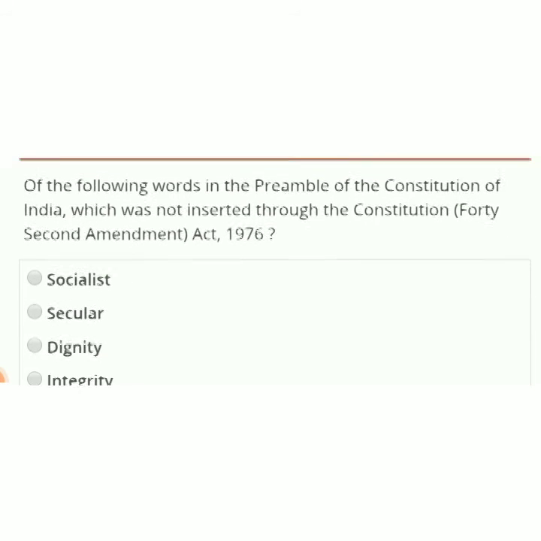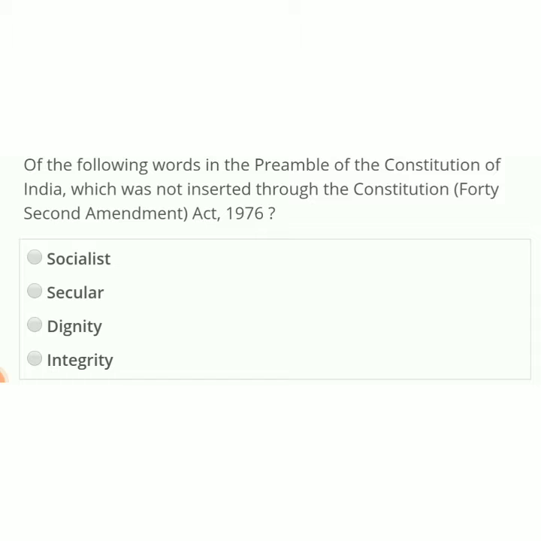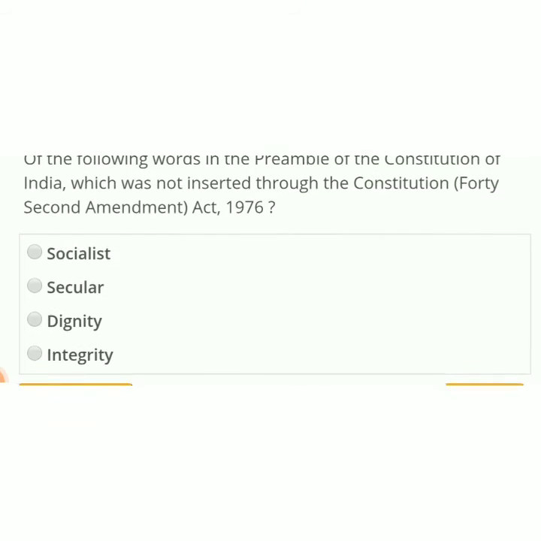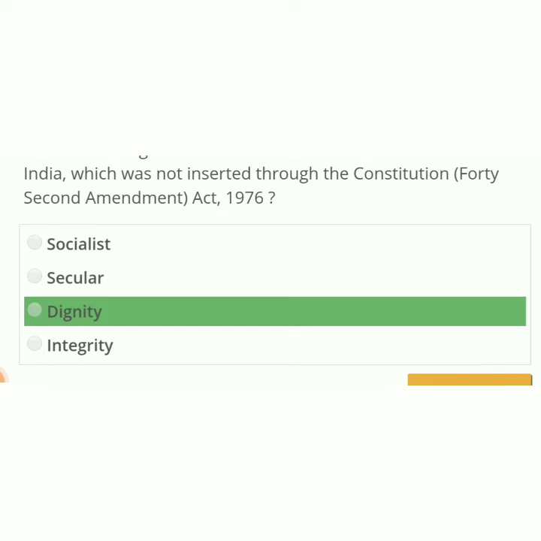Next question. Of the following words in the preamble of the Constitution of India, which was not inserted through the Constitution 42nd Amendment Act 1976? The question is asking which word in the preamble was not inserted in the 42nd Amendment Act of 1976. The options are socialist, secular, dignity, integrity. The correct answer is dignity.